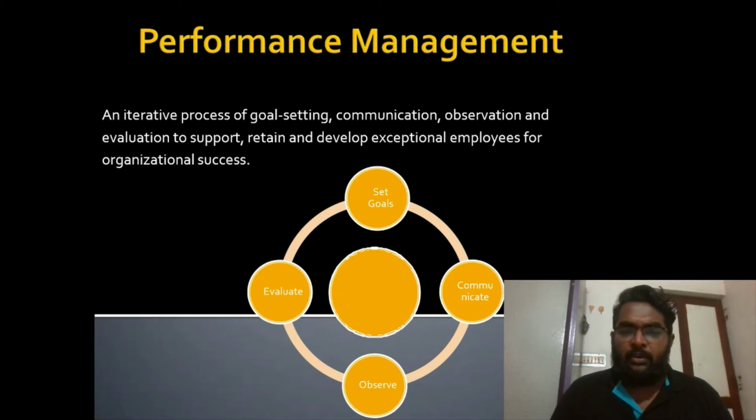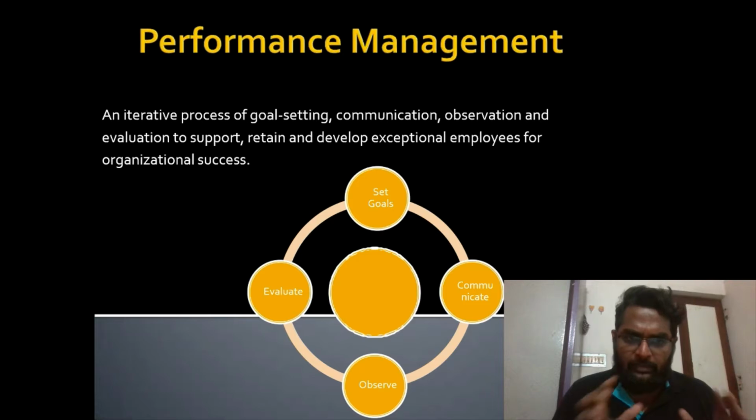Let's check once again. Performance management includes a set of goals, and these goals must be communicated. Then they must be observed and evaluated. So goals must be there, then communication, then observation and evaluation. These are the four elements of performance management. An interactive process of goal setting, right? Second, communication. Third, observation and evaluation to support, retain, and develop exceptional employees for organizational success. That is the basic aim.